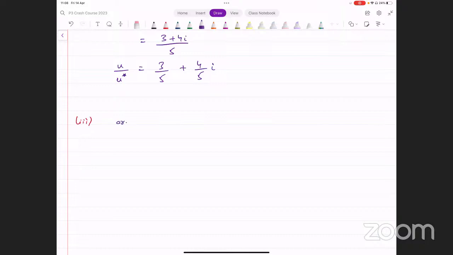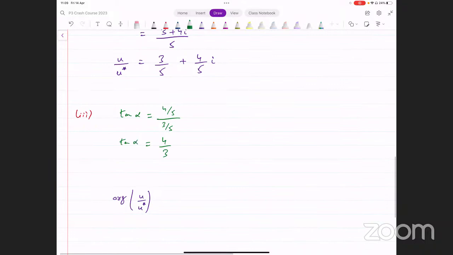Argument of u over u conjugate. Now we have already evaluated this complex number here. For finding its argument, all we have to do is find the basic angle first of all. Tan alpha is equal to 4 over 5 divided by 3 over 5, and this gives us 4 over 3. Right? And alpha turns out to be tan inverse of 4 over 3.